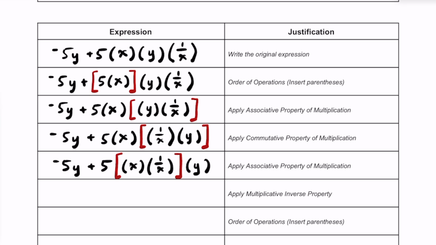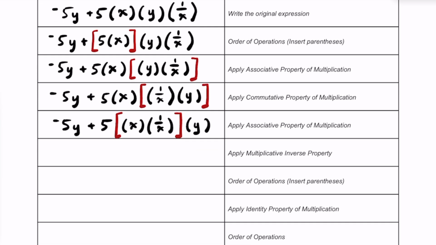Okay. It does say to then apply the multiplicative inverse property, which makes a lot of sense as to why we wanted these two together. X and 1 over x must be reciprocals of each other, because if you multiply them together, you get 1. So we have negative 5y plus 5 multiplied by 1 multiplied by y.